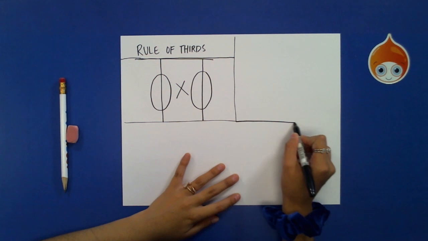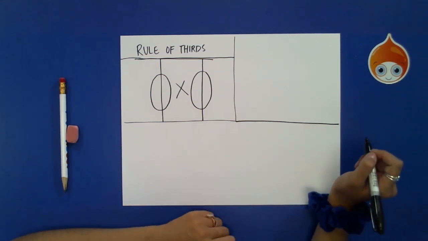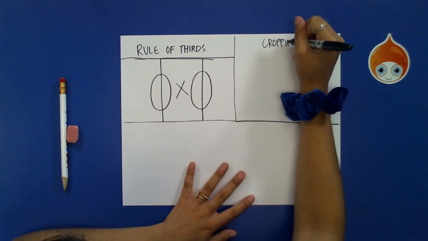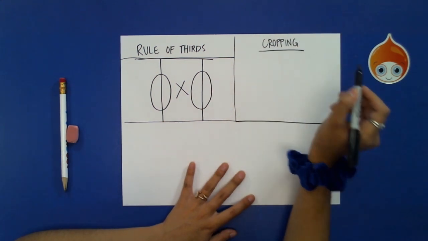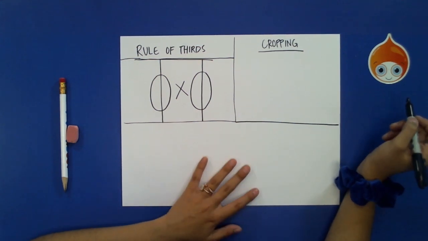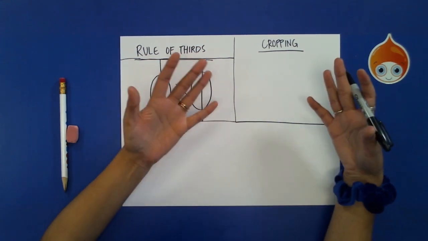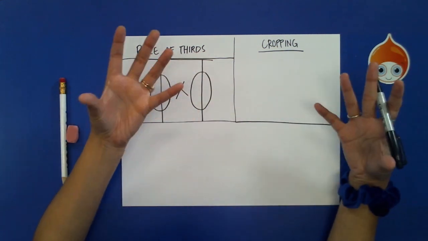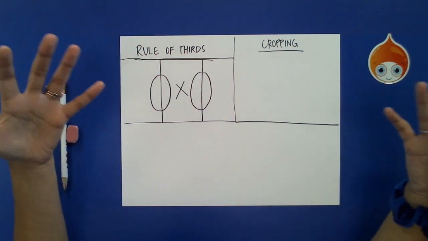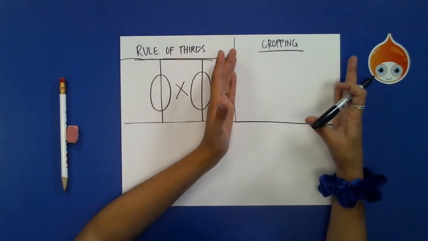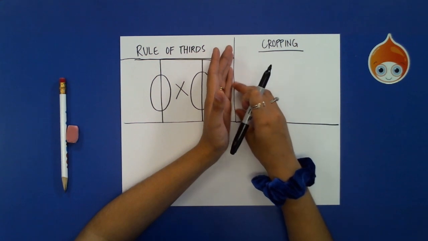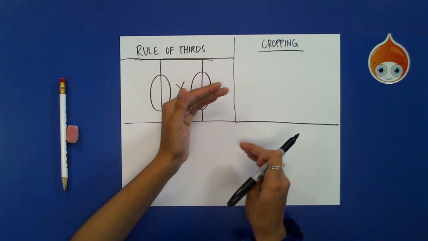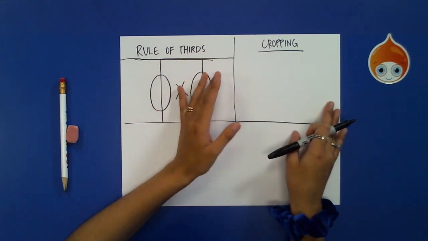Okay, now apart from rule of thirds, there's another way you can change up your composition, and that is by cropping. Now, I feel like most of you may know what cropping is, but just in case you don't, cropping is what happens when an object is so large or the scene that you're drawing is continuing on outside of the frame you're drawing on, so of your paper. That means that the object is going to be cropped, or part of it is going to be coming off of the edges of your paper.